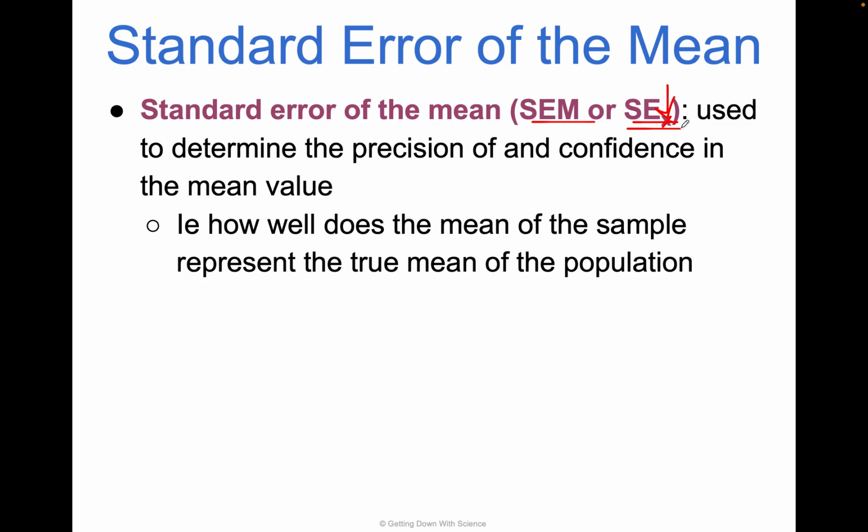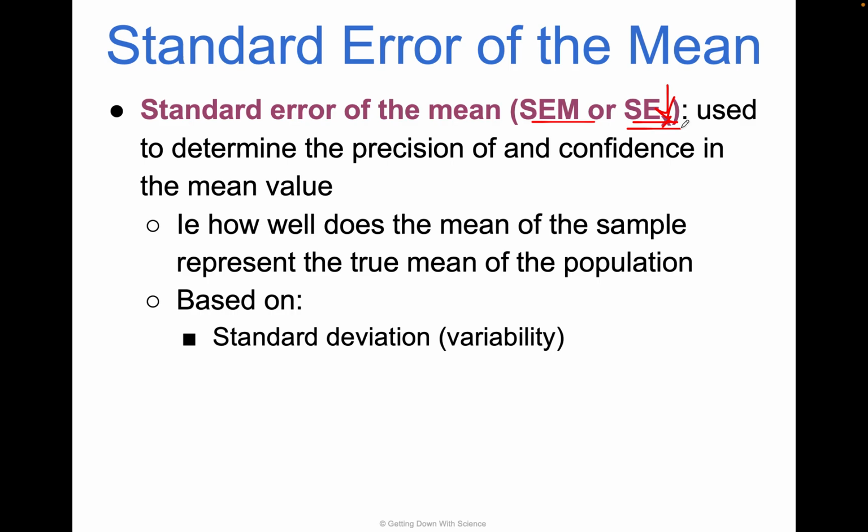How well does the mean of this sample represent the true mean of the population? Remember the very first slide that we talked about here. We use statistics with samples of populations, but how well does this really match up with what's going on in the real world?